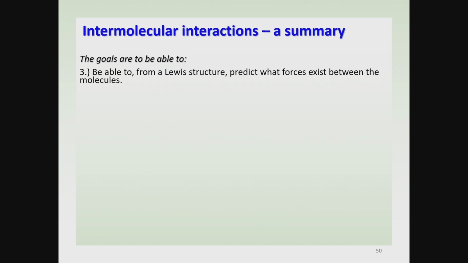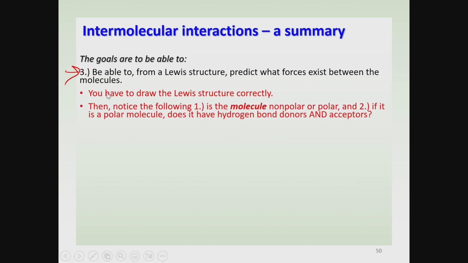Okay, so we move on. The next point is I hope you will be able to, from a Lewis structure, predict what forces exist between the molecules for that compound. In order to do that, you'll have to draw the Lewis structure correctly. Then you have to analyze the Lewis structure and determine whether the molecule is nonpolar or polar. Furthermore, if it turns out to be a polar molecule, you'll have to figure out if it has hydrogen bond donors and acceptors. And finally, you'll have to be able to order molecules in terms of increasing melting points or boiling points.